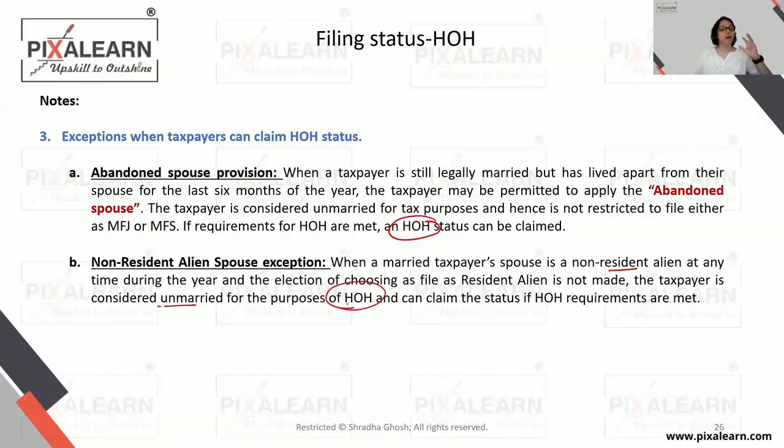But the person who is now in the US can still claim an HOH status, because you're married but you're not filing jointly, as your spouse is a non-resident alien. In that case, you can go ahead and file as an HOH. Is this clear to everybody?